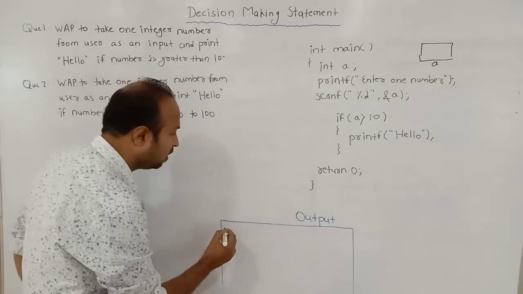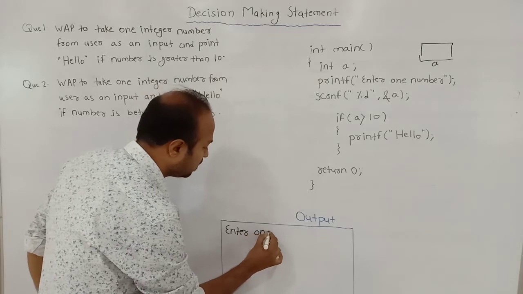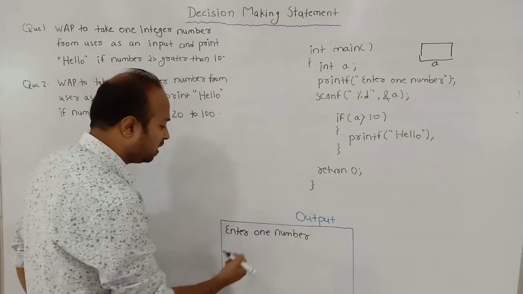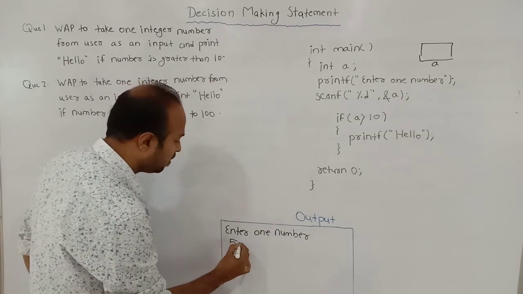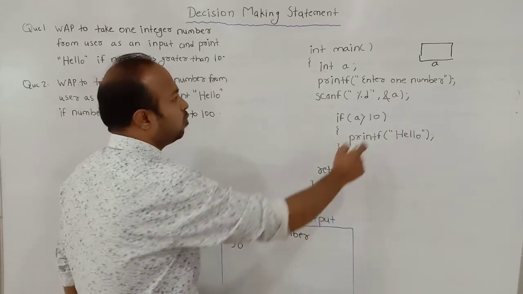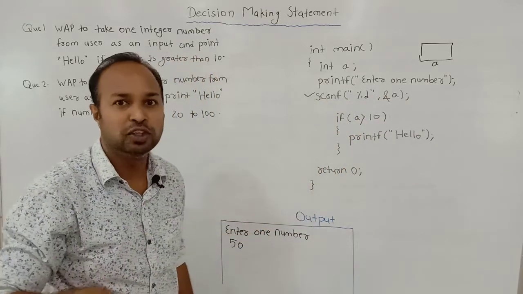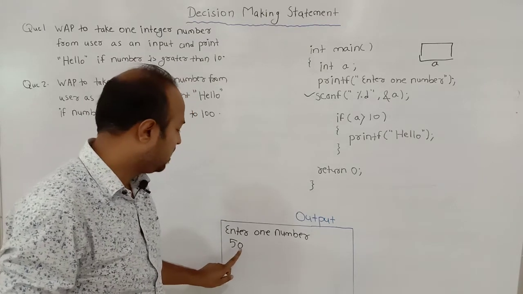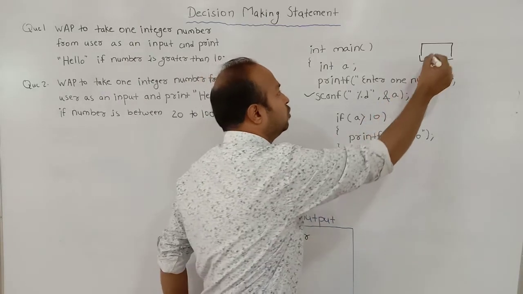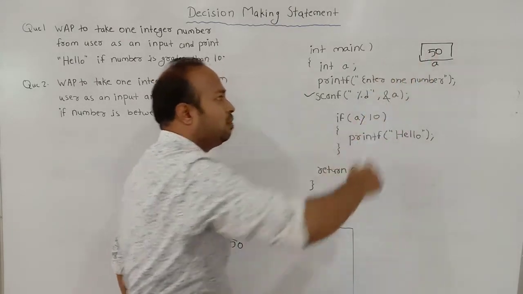Suppose this is our output screen. So it will print "enter one number". Now the user will get the information and will enter, for example, 50. Once the user enters 50, this 50 will be stored using scanf. We are using scanf for taking input from the user. This 50 will be stored at the address of a, so the value of a will be 50.